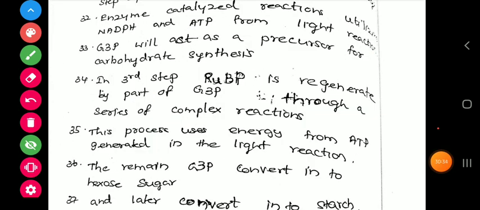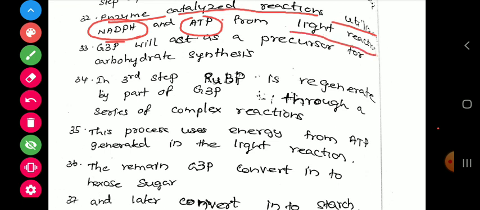Right, so the enzyme catalyzed reactions utilize what? They utilize NADPH and ATP from the light reactions. So the enzyme catalyzed reactions can use these for their purposes. G3P will act as a precursor for carbohydrate synthesis, to synthesize glucose.